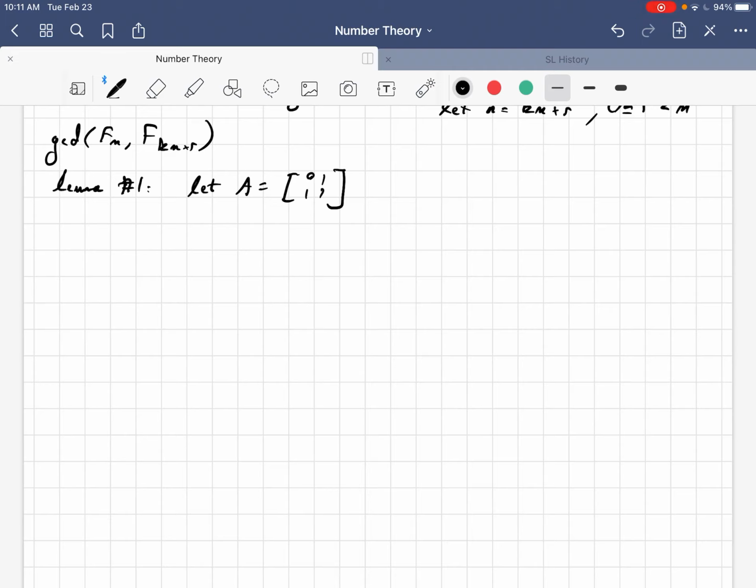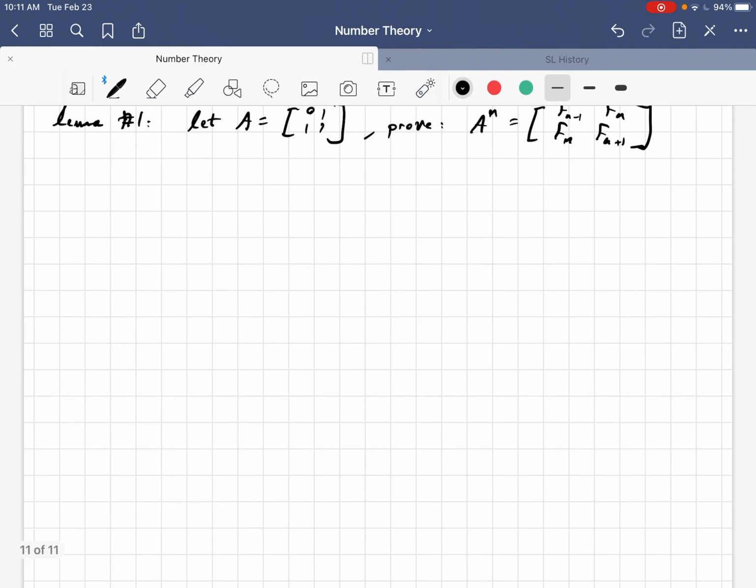So this is actually a really powerful matrix in terms of Fibonacci numbers, because it is true that, and this is what I'm going to prove, that A to the nth power of that matrix is the matrix where we have f sub n minus 1, f sub n, and f sub n, and f sub n plus 1. Those being Fibonacci numbers, the n minus 1th Fibonacci number, the nth Fibonacci number, and the n plus 1th Fibonacci number. And this is extremely easy to prove by induction.